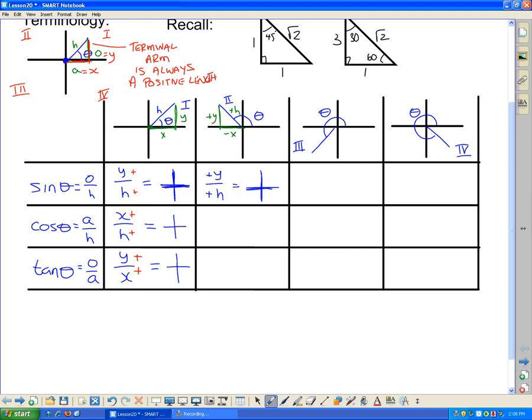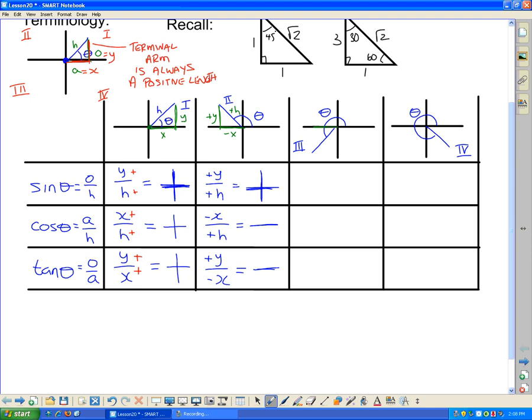As I work my way through, cos, my adjacent, which I said was x, so it'll be negative x over hypotenuse. Here's the first time we have a change. Negative divided by positive is negative. And tan is opposite, so positive y, over my adjacent, which is negative x. So again, positive divided by negative will be negative. Okay, so I'm just looking at what the fraction turns out to be in terms of the sign. I don't care about the value at this point in time.